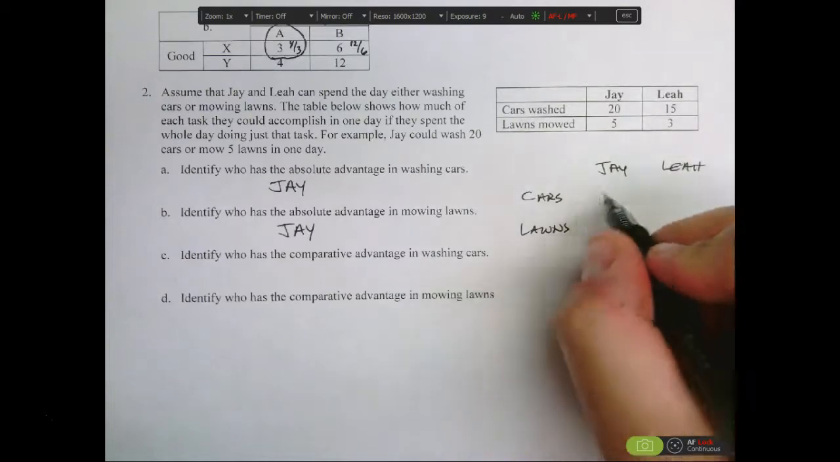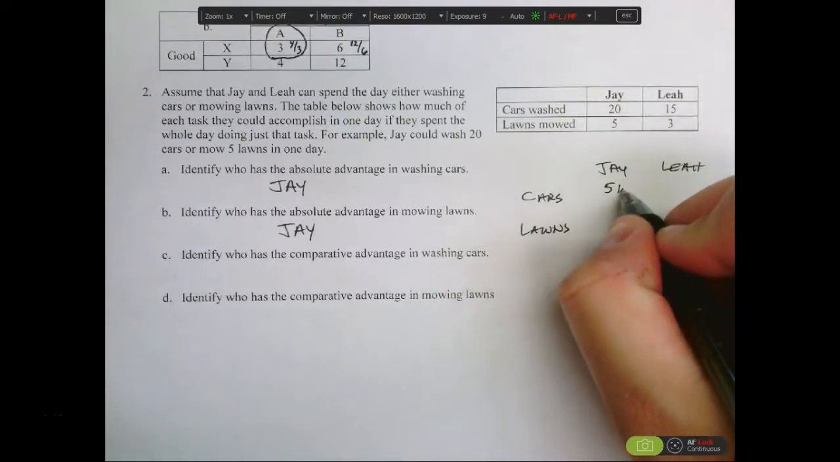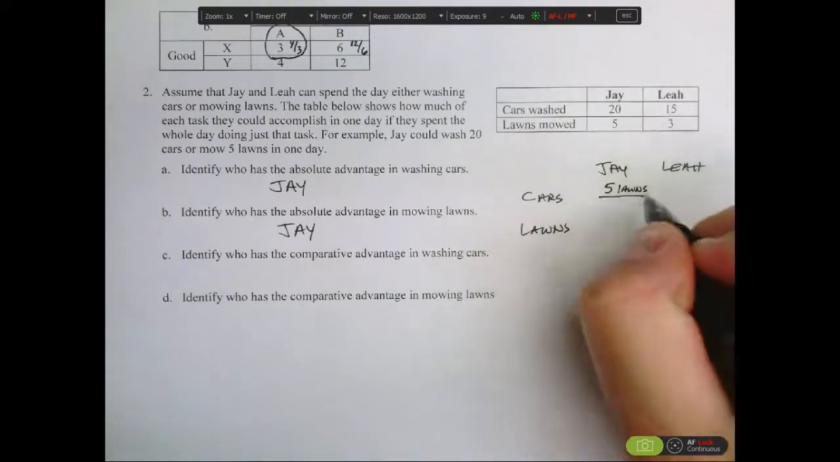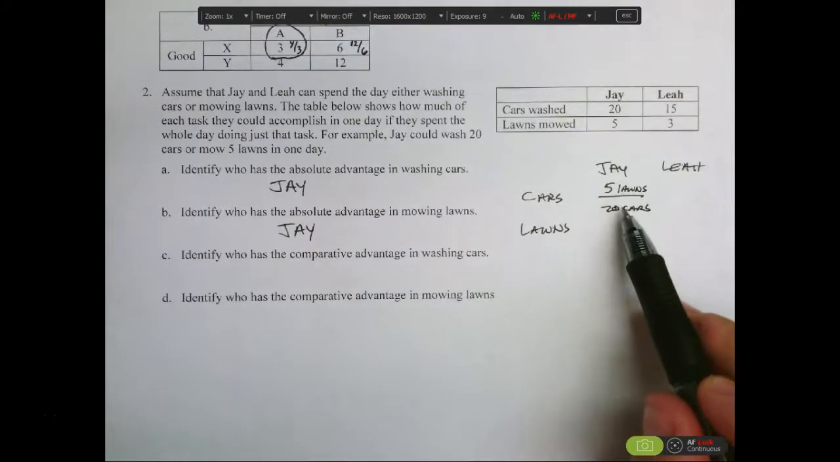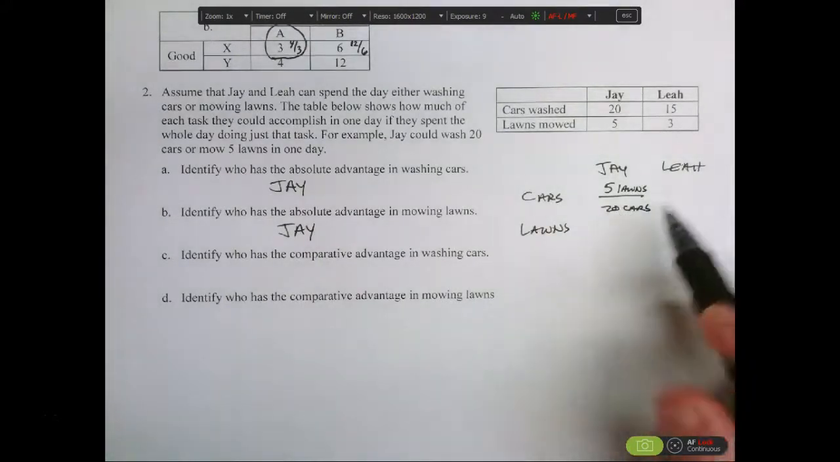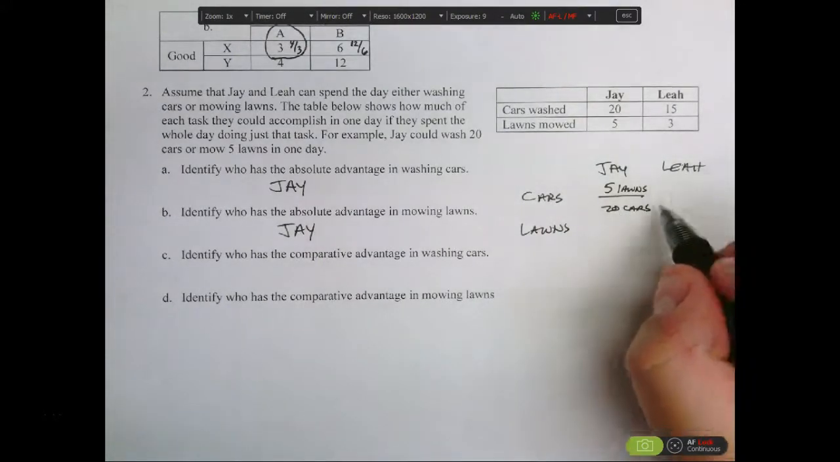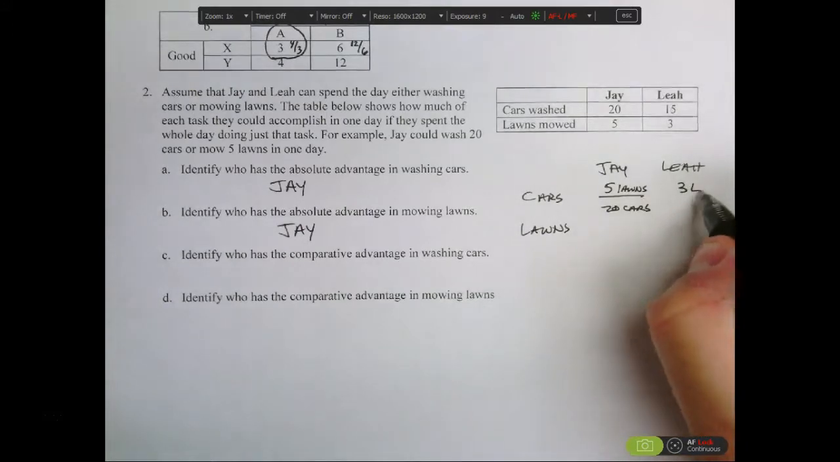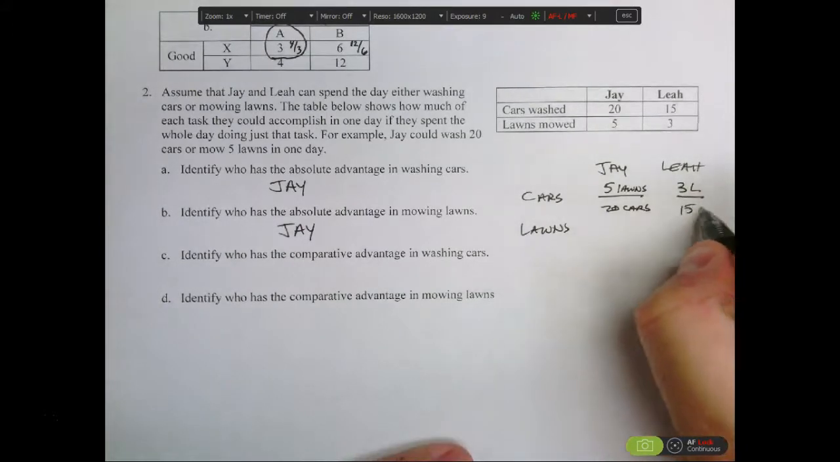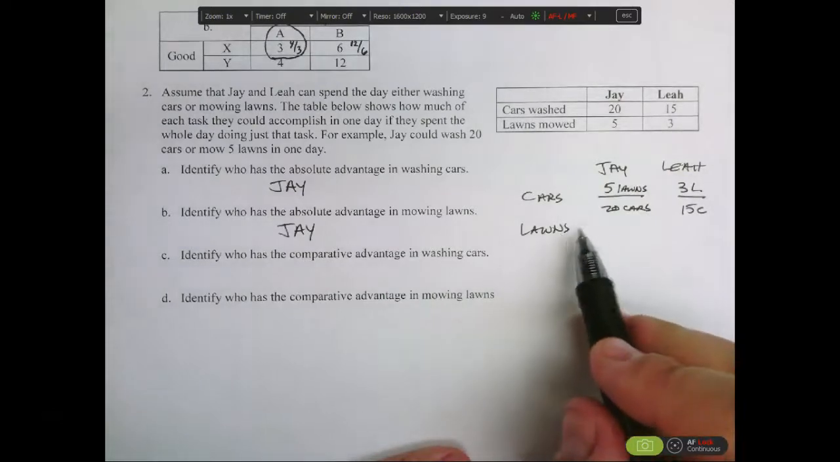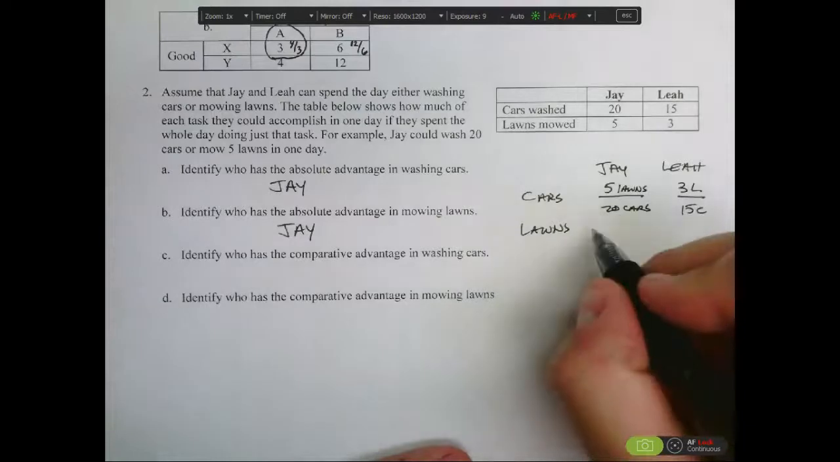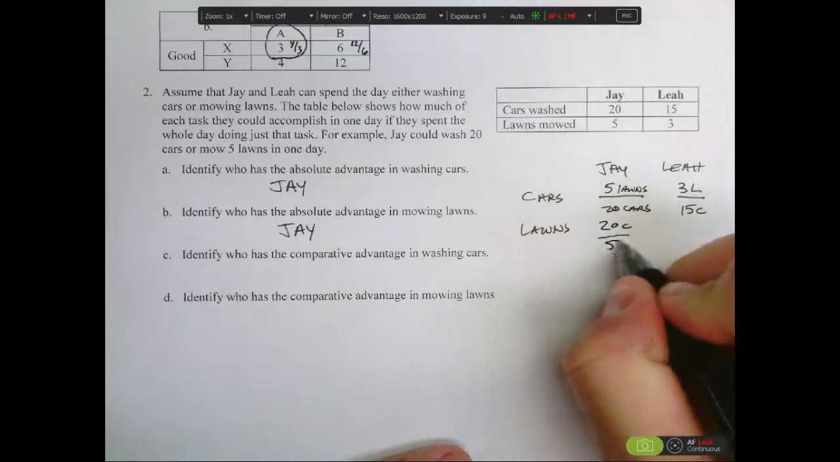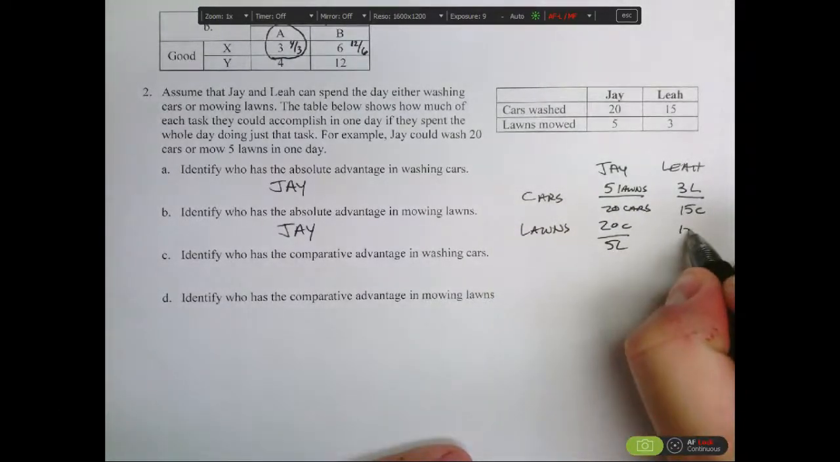When it comes to cars, Jay is going to give up 5 lawns per 20 cars. He's given up 5 lawns in order to produce his 20 cars. For Leah, when it comes to cars, she's going to give up 3 lawns per 15 cars. And then we know that the opportunity cost for lawns is going to be the inverse of that. So for Jay, that's 20 cars per 5 lawns. And for Leah, it's 15 cars per 3 lawns.